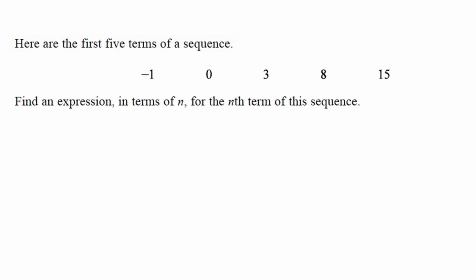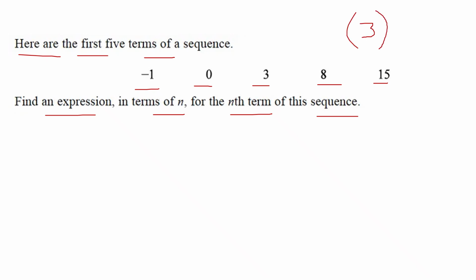In this video lesson, we are asked: here are the first 5 terms of a sequence, -1, 0, 3, 8, and 15. Find an expression in terms of n for the nth term of the sequence. It's a 3-mark question. So step 1, work out our difference, or our common difference, if there is one.